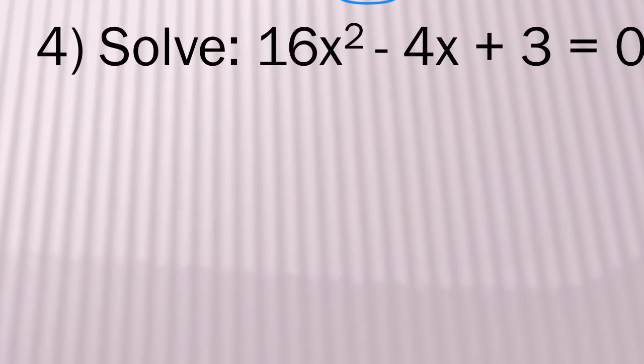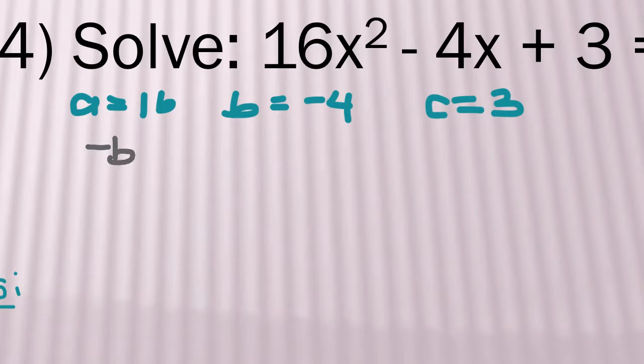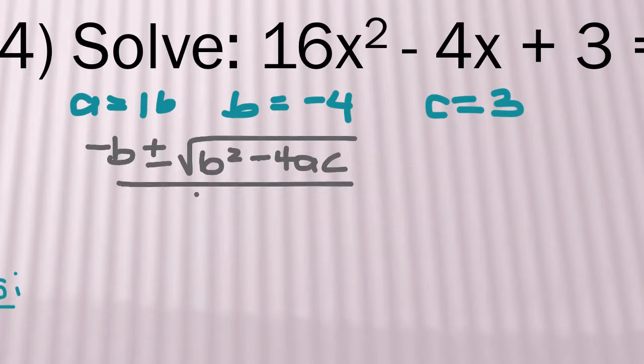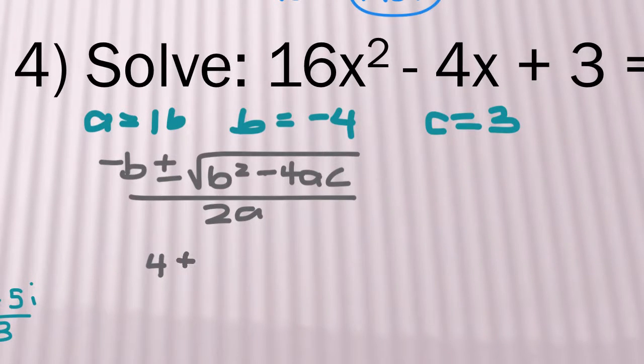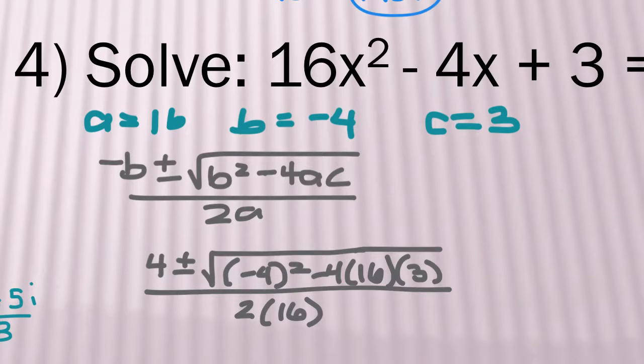And then the last one, solve using quadratic, right? So this is not factorable. A would be 16, B would be negative 4, and C would be 3. For the last one, okay, so here I'm going to do negative b plus and minus the square root of b squared minus 4ac all over 2 times a. So b, negative 4 is 4, plus and minus the square root of negative 4 squared minus 4 times a, which is 16, times c, which is 3, all over 2 times a, which is 16.